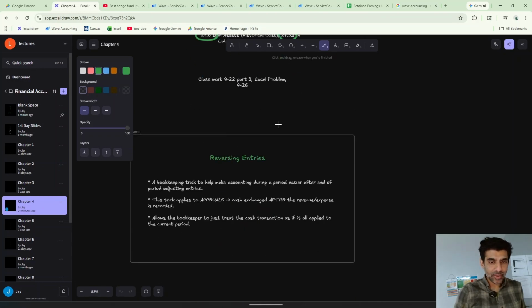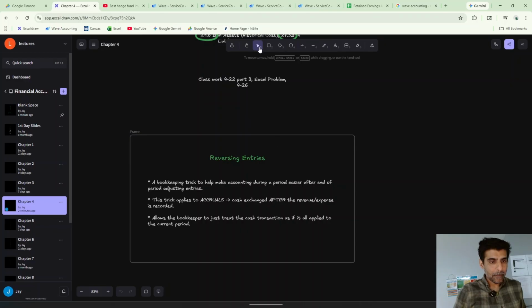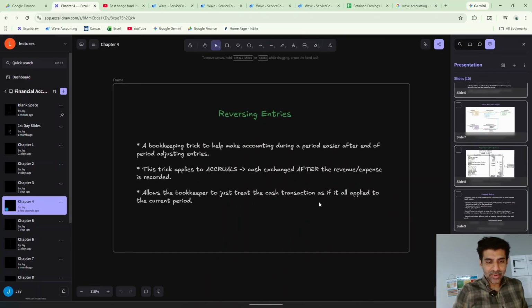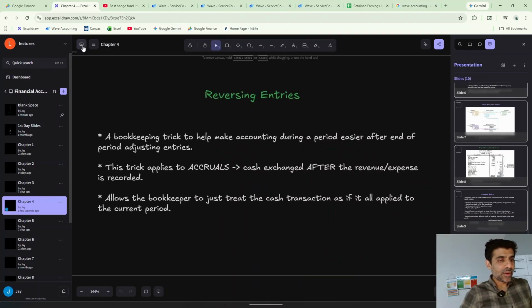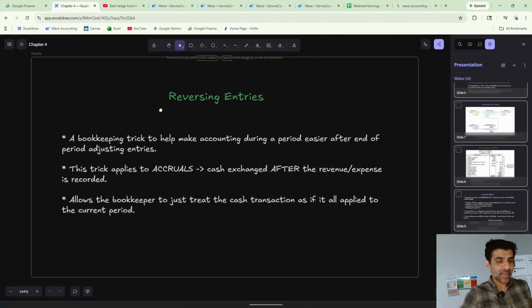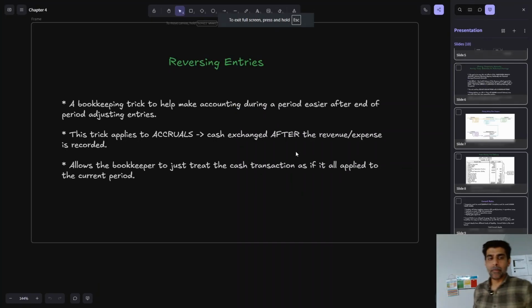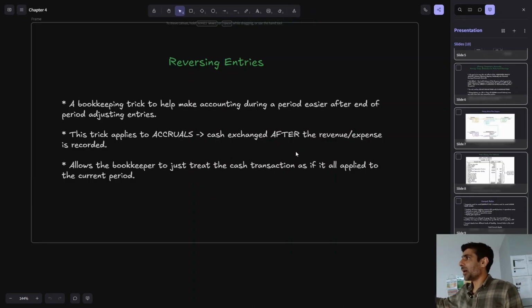Okay. So the last topic here, and I think I mentioned this, is reversing entries. This is definitely something you can see if you work as an accountant, or even with your own small business. If you're using the accounting software that we just saw, this would probably be the easiest way to manage your adjusting entries and your accrual accounting. So what it is, it's kind of a trick.